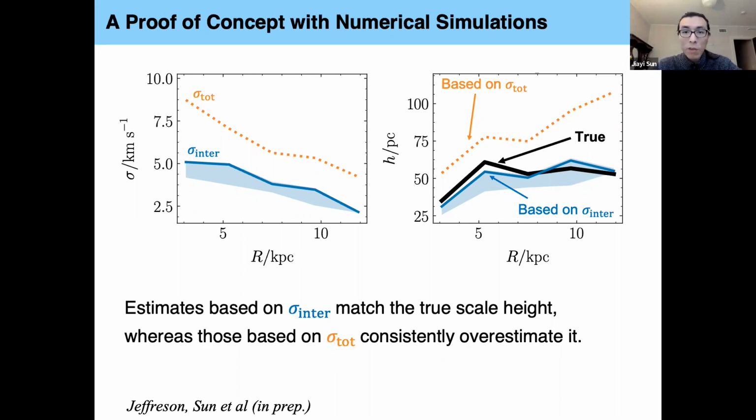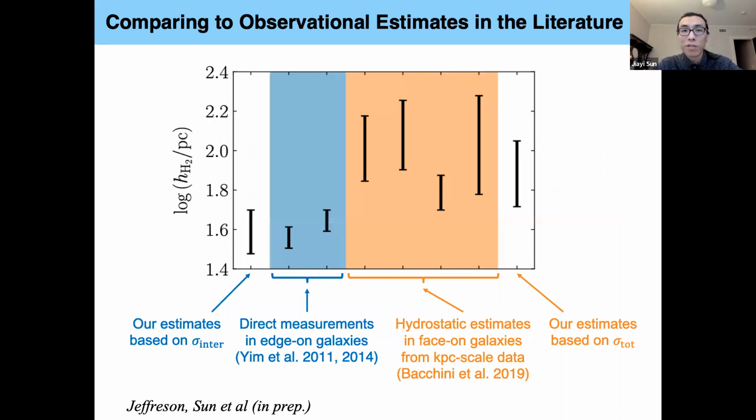We also do a sanity check by comparing the simulation results to a bunch of observational estimates in the literature. Now, the simulation is a Milky Way-like galaxy, so we also picked real Milky Way-like galaxies and observational estimates from them. So now there are a bunch of scale height measurements averaged over the entire galaxy. And this bar on the left-hand side is our estimate based on the intercloud dispersion, which we see matches the ground truth in the simulation relatively well. It seems like this estimate also matches direct measurements in edge-on galaxies in observations.